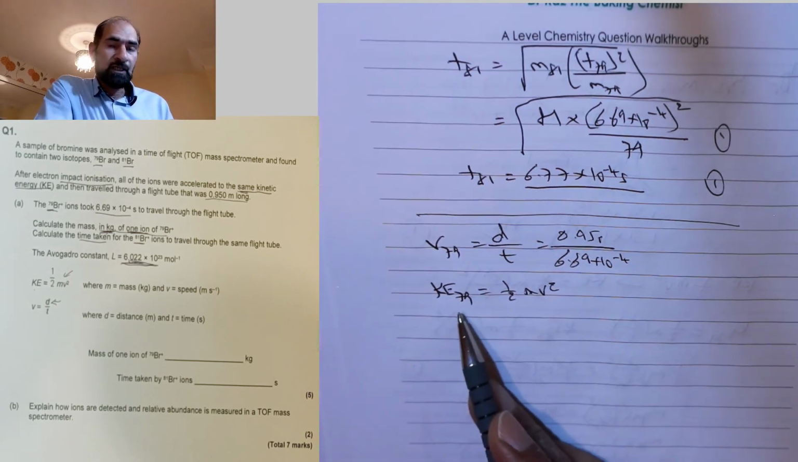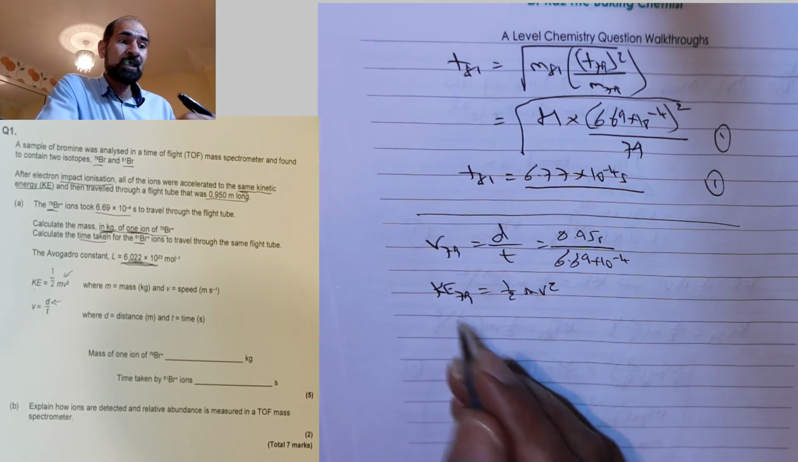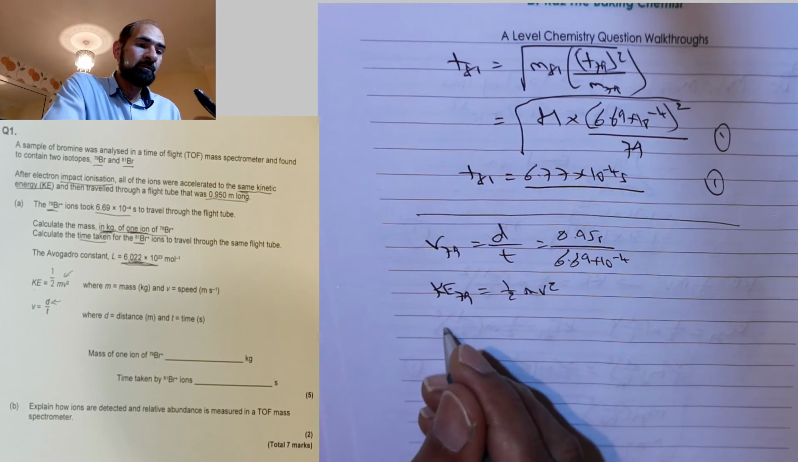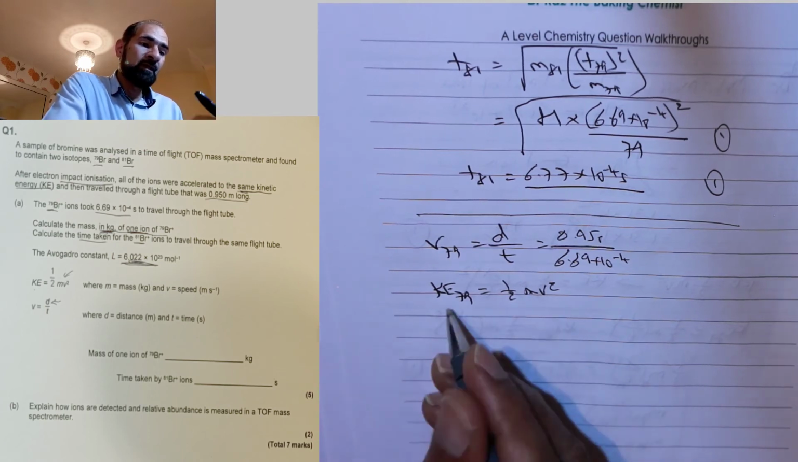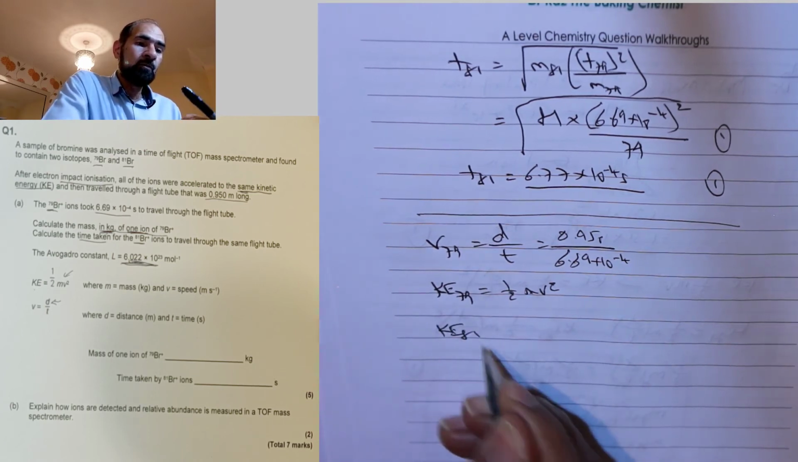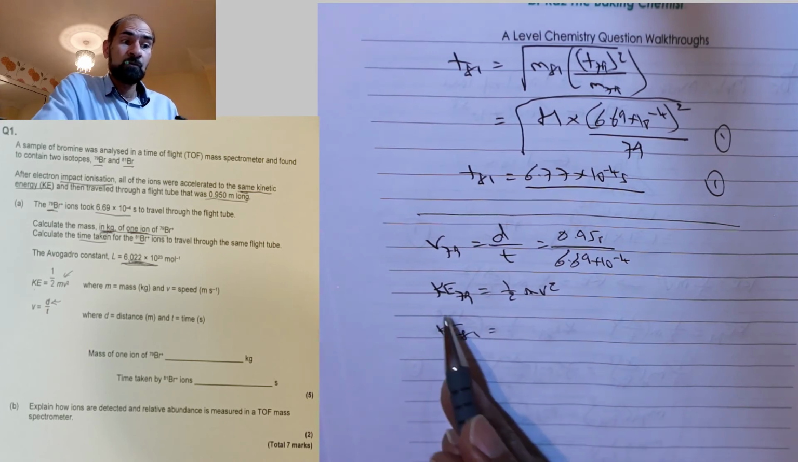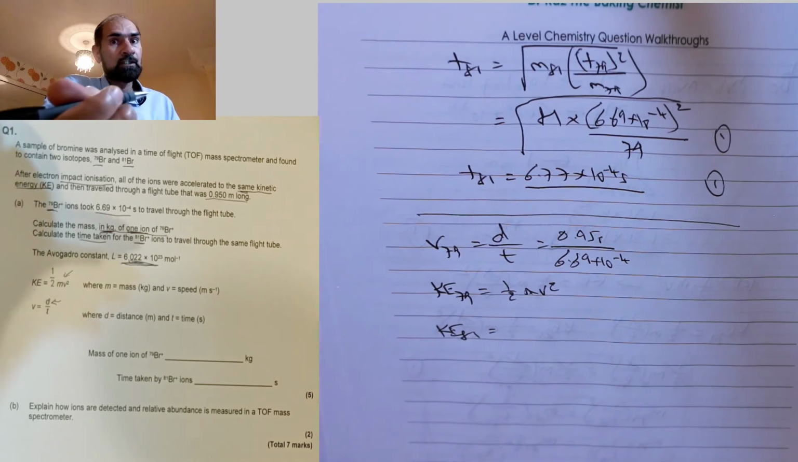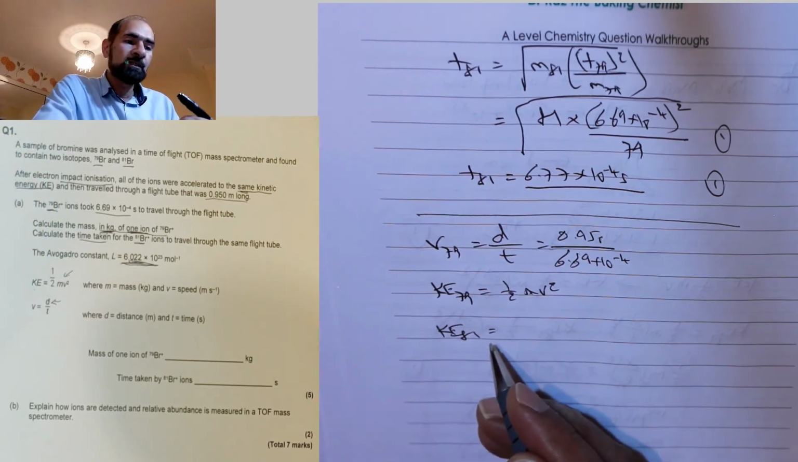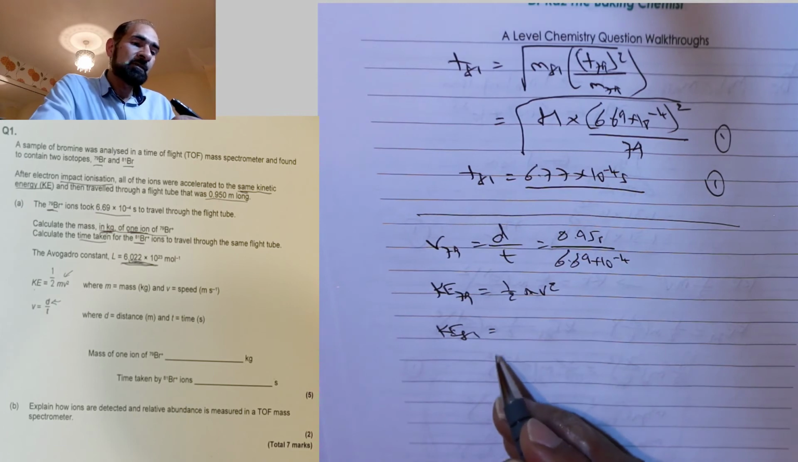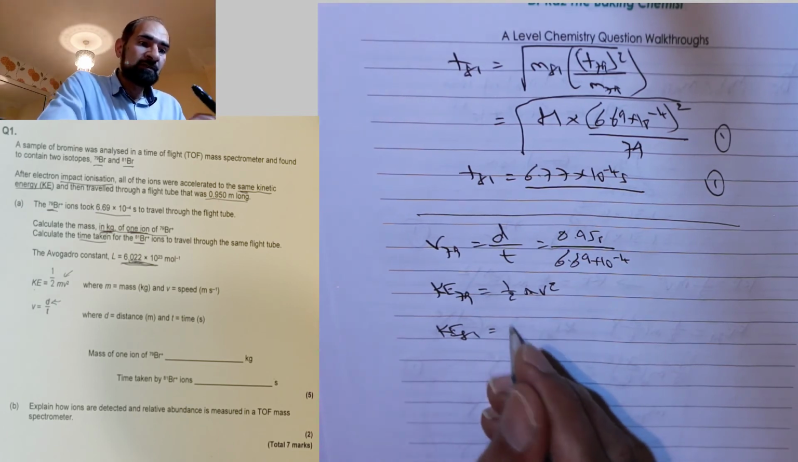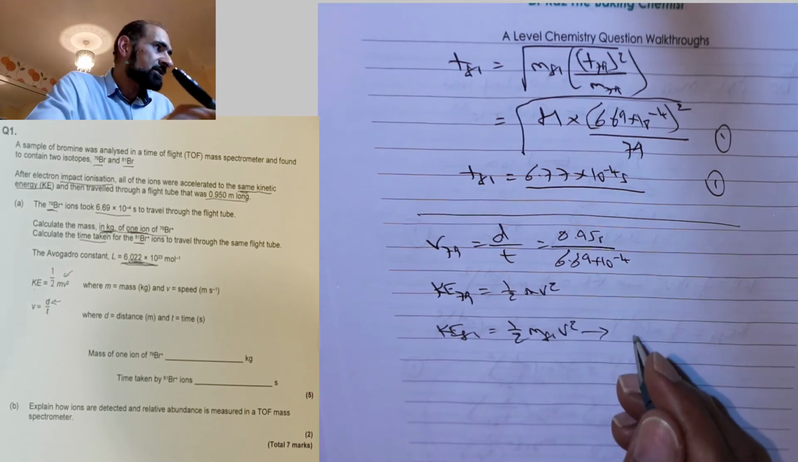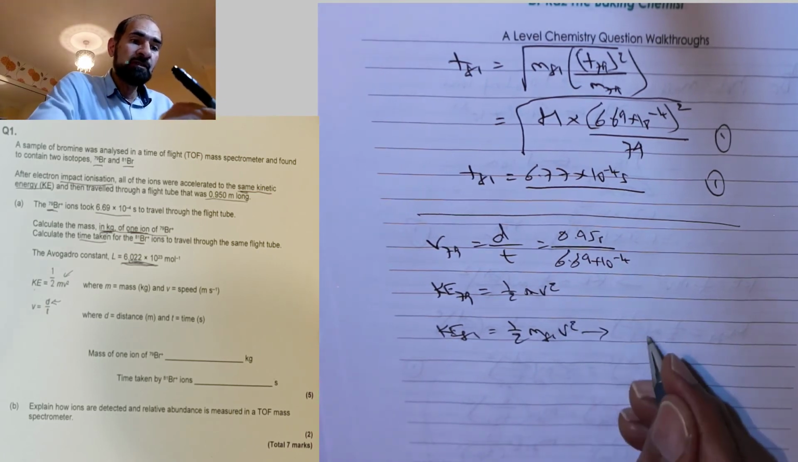Once you find the kinetic energy, you then use that kinetic energy to find the velocity of the 81. For example, you say, look, kinetic energy of 81, and of course the kinetic energy is the same for 79 as it is for 81. We know that kinetic energy in time of flight is always the same for all ions. So I would rearrange that. This is my equation, now m81 v squared. So I would rearrange that to give me the velocity of the 81.